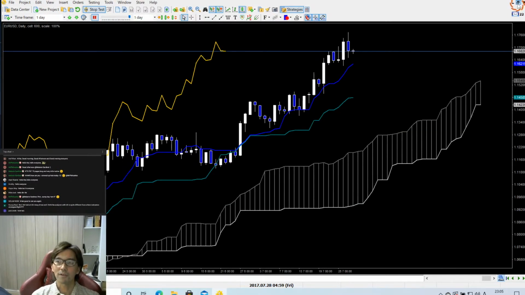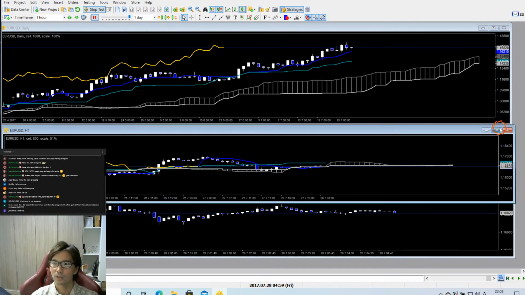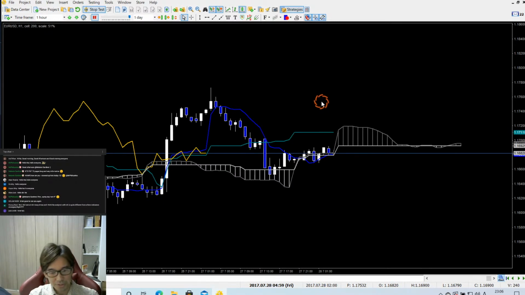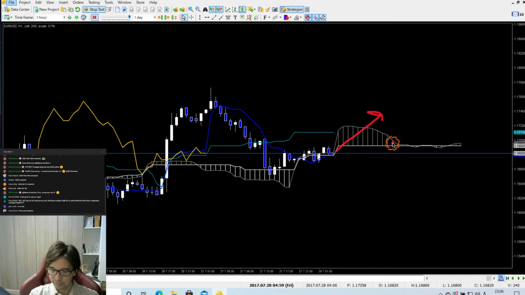Let's look at the 1 hour chart. Here is the 1 hour chart, and what do you see here now? Is this uptrending, downtrending, or range? The question is, this 1 hour chart should be uptrending this way. Otherwise, you don't want to look for a buy chance.